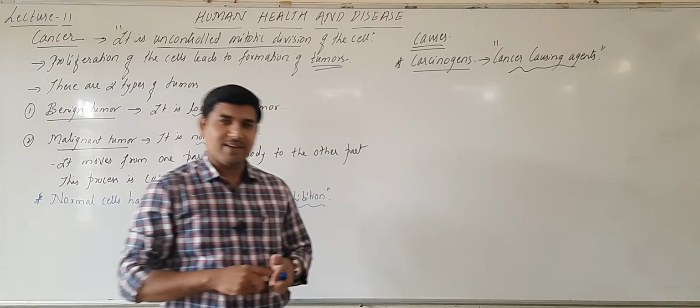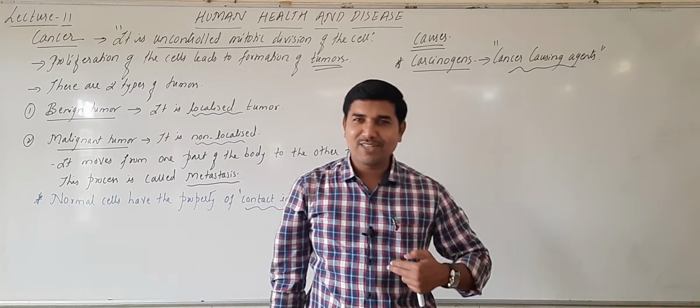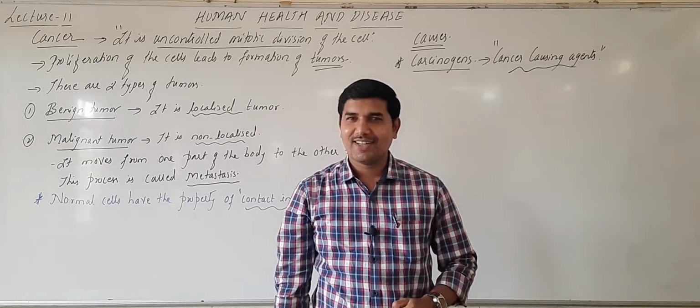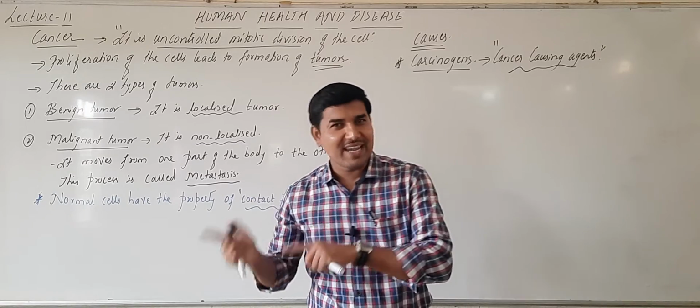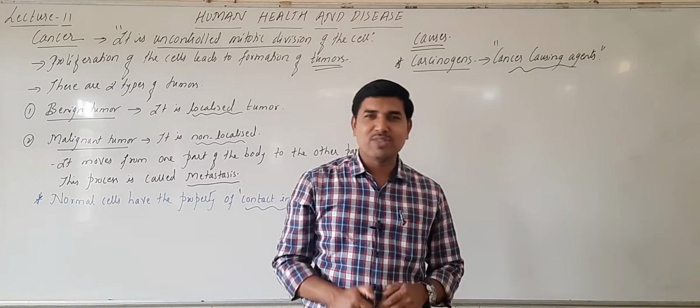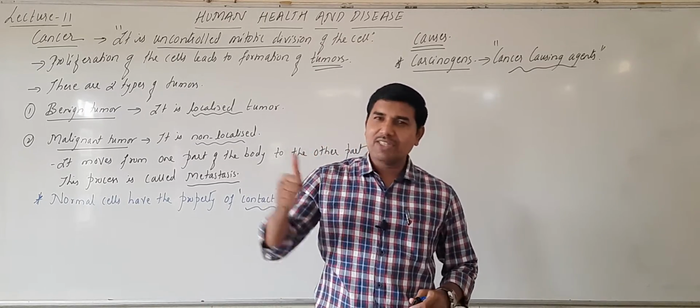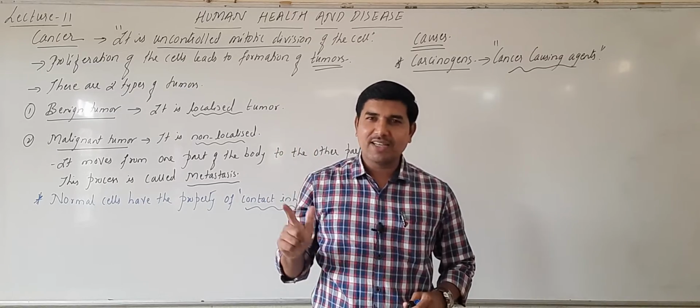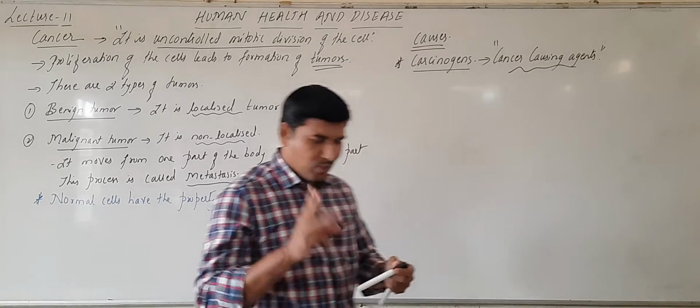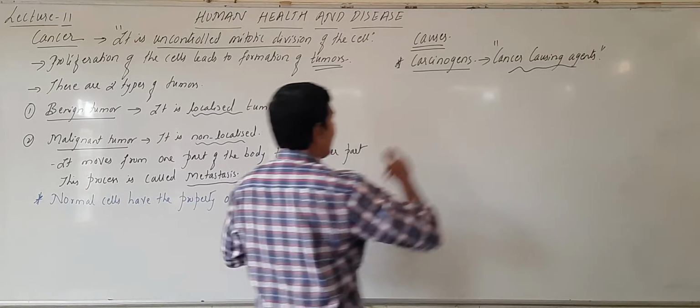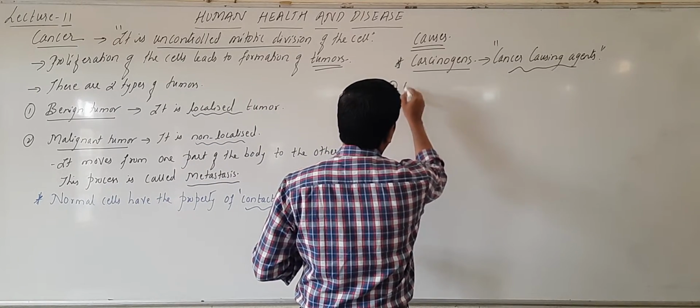This is the definition. Why is cancer caused? Due to carcinogens. What are these carcinogens? Cancer causing agents. These carcinogens might be different agents: physical agents, chemical agents, and biological agents. So, there are three agents. Let us look at the physical agents.